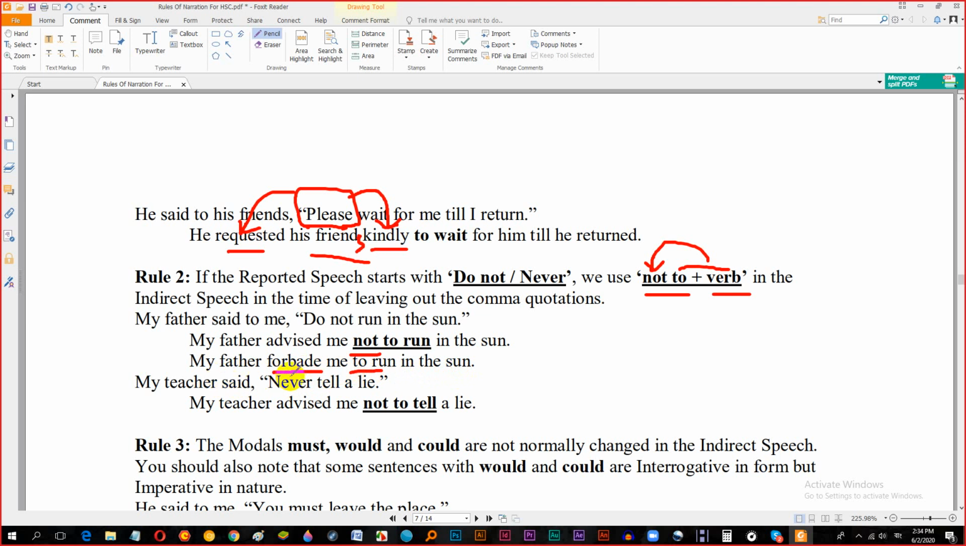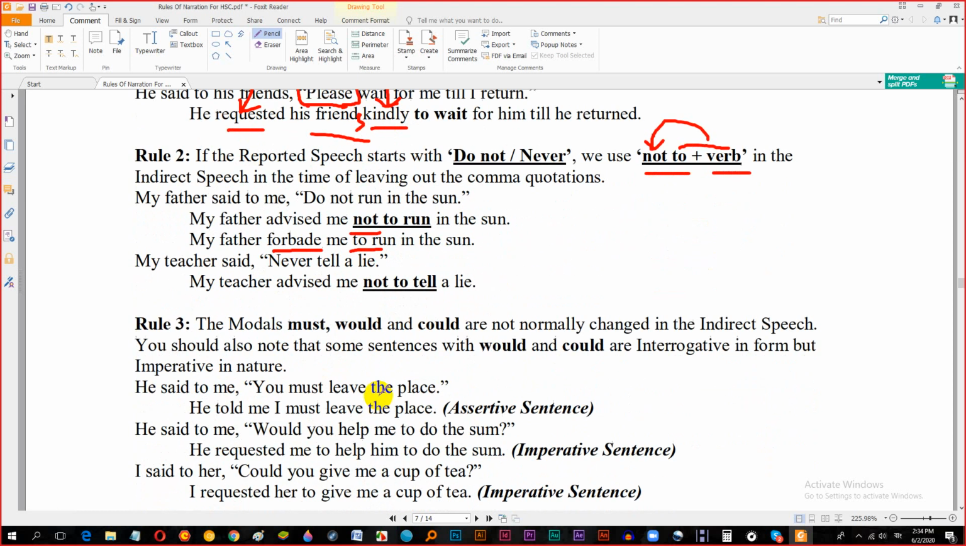So if I say "my father forbade me to run in the sun", this is the correct sentence. But if I say "My father forbade me not to run in the sun", that is an incorrect sentence. I hope you have understood. Okay, then my teacher said, "Never tell a lie." So my teacher advised me not to tell a lie. Okay, then rule number 3.